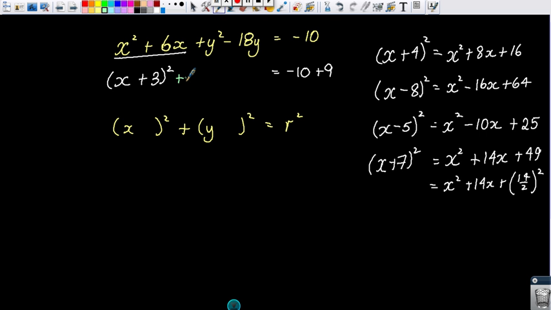Now, careful, don't get too excited. It's y take 9 squared, and when I expand this, I get the y squared. I get the minus 18y. What else have I done? I have added 81 to this side, because minus 9 squared, they were all positives, right? I have added 81 to that side.